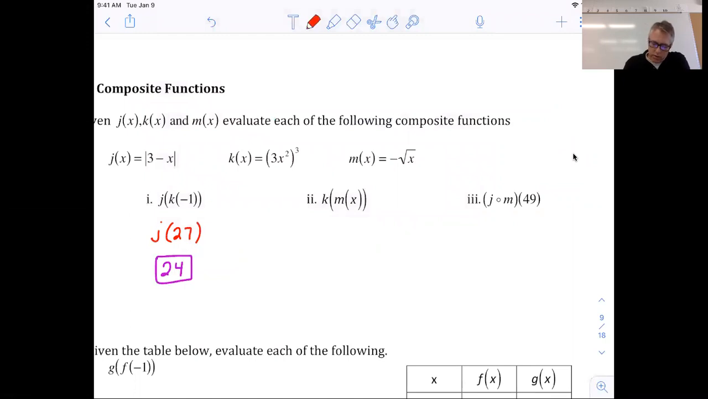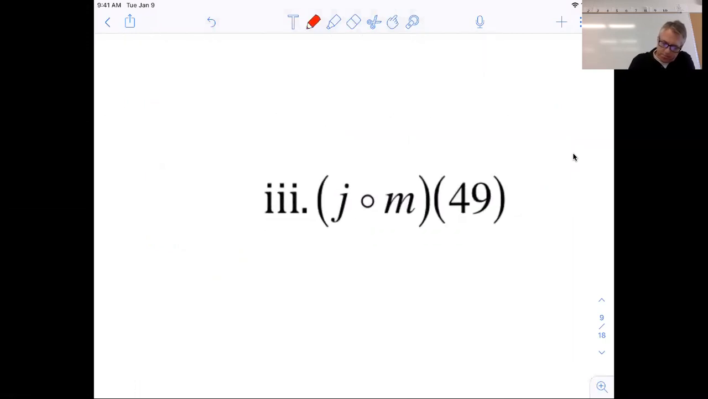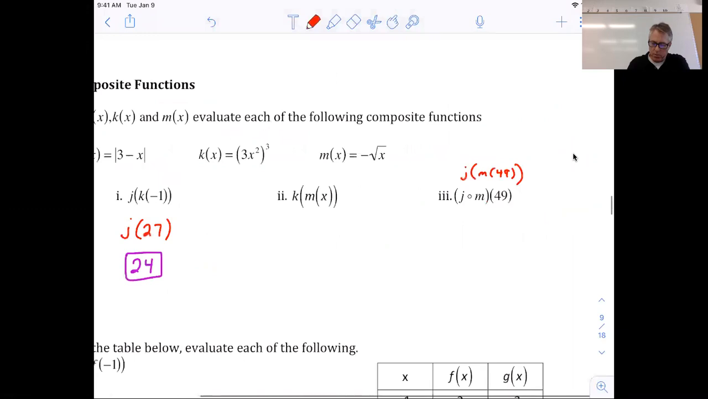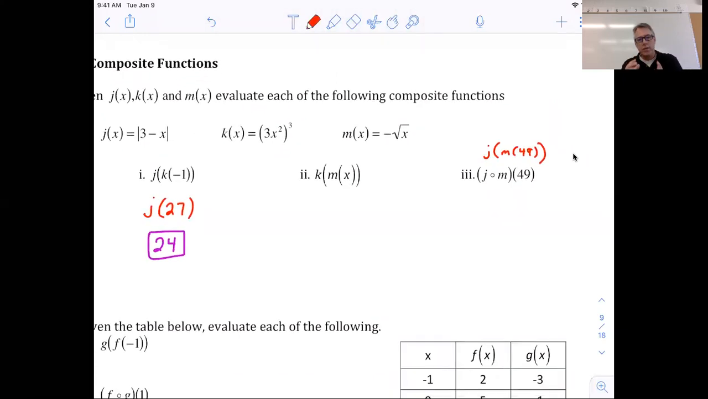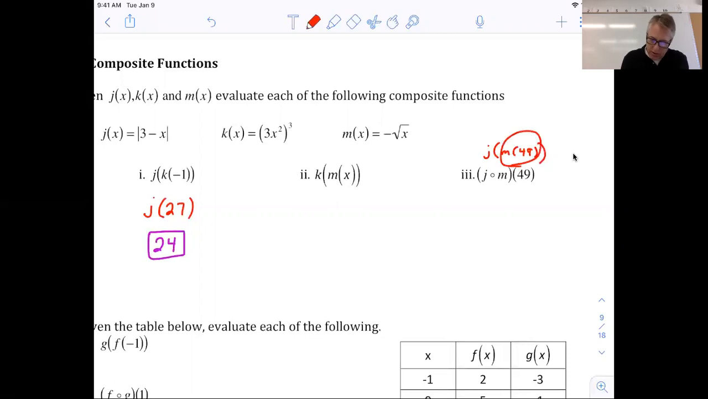So don't let this notation mess you up. That means the same as j of m of 49. So it's the exact same type of problem that we just did. We do the inside parentheses first. So we're going to find m of 49 first, and then plug our answer into j.